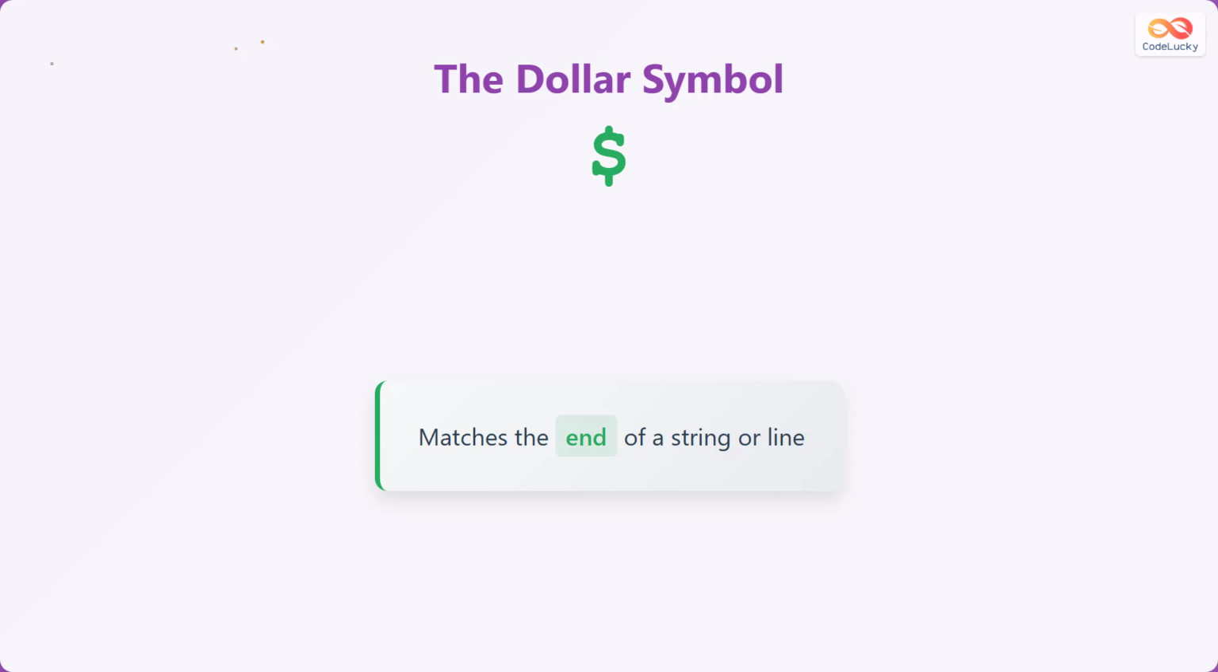The dollar symbol is used to match the end of a string or line. When you place a dollar sign at the end of a regular expression, it means that the pattern must end right at the end of the string being tested.